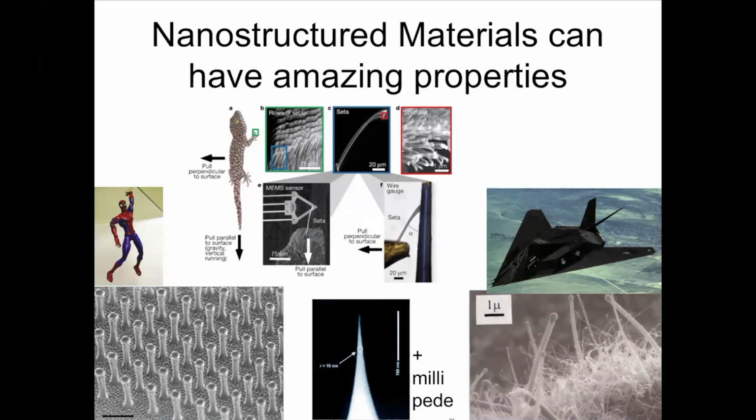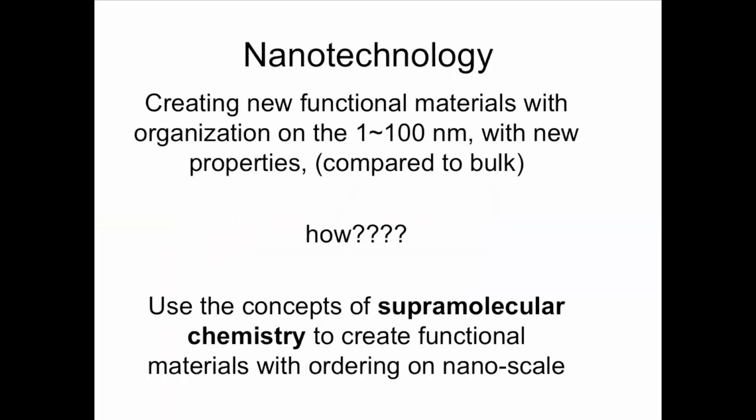Nanostructured materials can have very, very special properties. For instance, like the feet of the gecko or the coating of the stealth airplane. The nanostructure influences the properties, and the properties are very different from the bulk. So today, connections from supramolecular chemistry to nanomaterials.